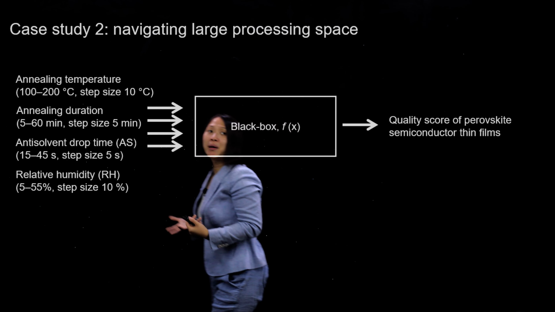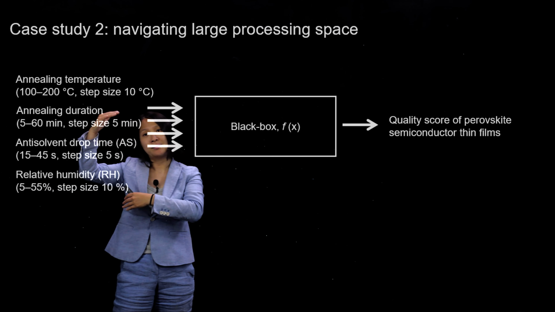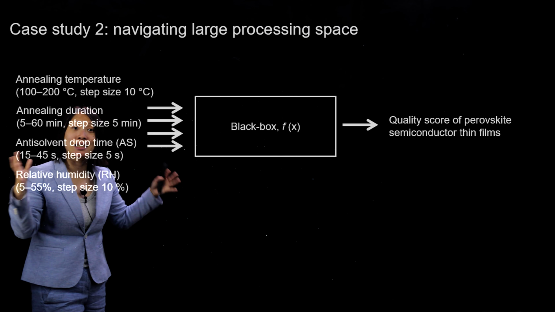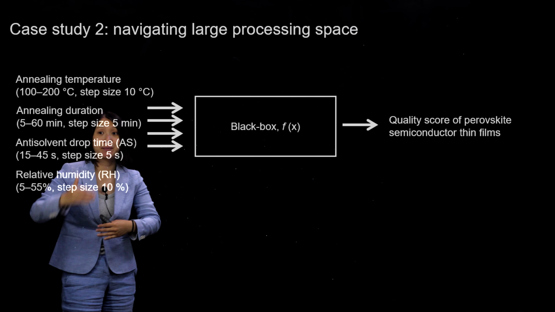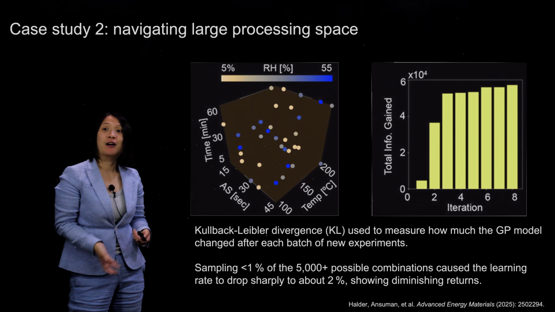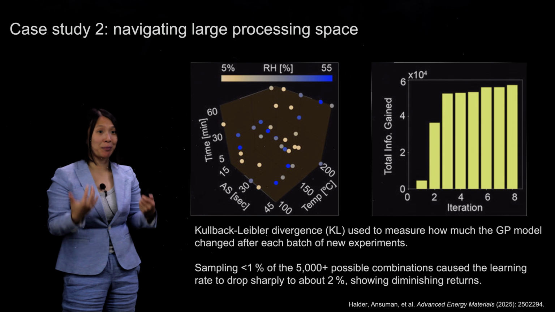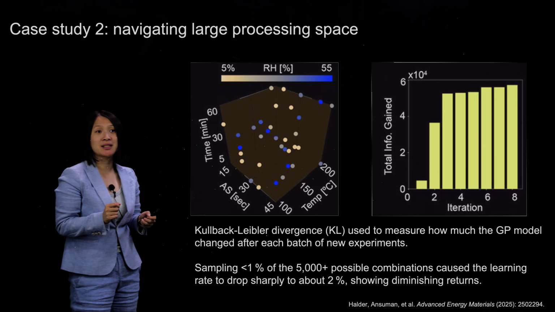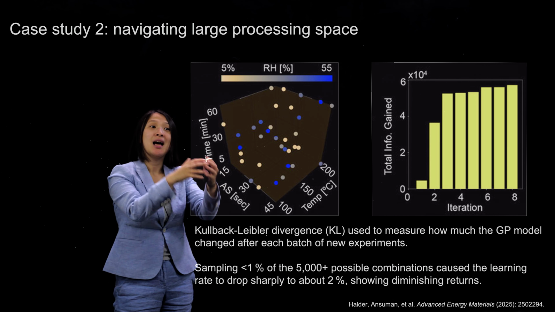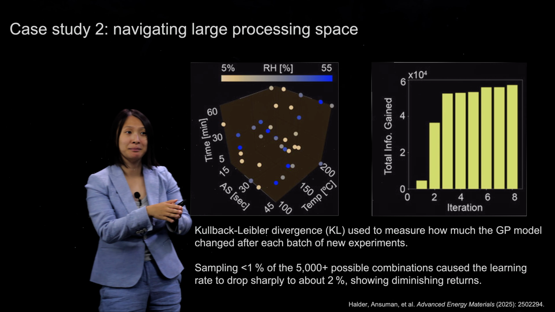This is a common example in engineering practice where we have a series of processing parameters, and we are interested in optimizing within this multi-dimensional space. This case study is drawn from a recent research paper from our own group in collaboration with researchers from the Lawrence Berkeley National Laboratory. In this study, the researchers experimentally sampled this 4-dimensional space and then experimentally measured the quality of the resultant thin films.